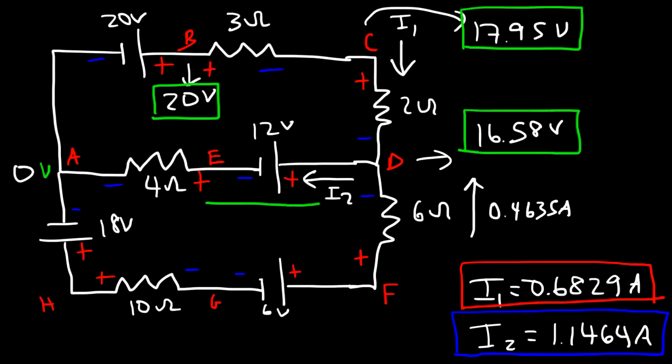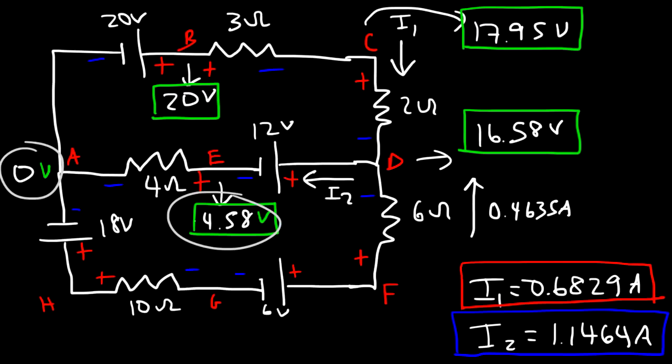Now let's move from point D to E. So we're going from positive to negative, so that's going to be a voltage drop of 12 volts. So 16.58 minus 12, that's going to give us a potential at point E, which is 4.58 volts. Now, we don't need to go to A because we already know the potential at A. So we have the potential difference between points E and A. So that's a voltage of 4.58 minus 0, which is 4.58 volts.